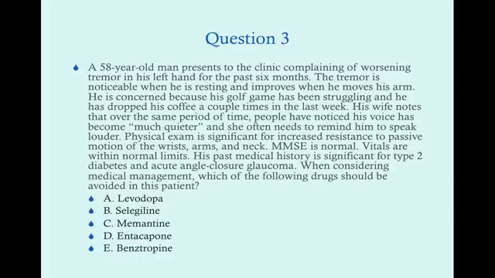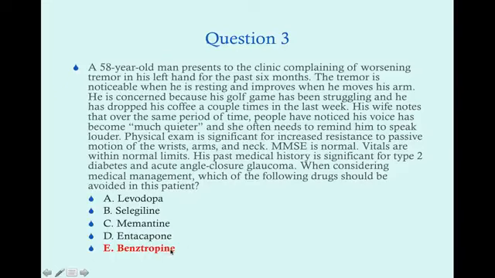Alrighty, I will give you a chance to pause here. And our answer is benztropine. What kind of drug is benztropine? Benztropine is an anticholinergic. And what is one of the contraindications for an anticholinergic? It's in his history. Acute angle closure glaucoma.